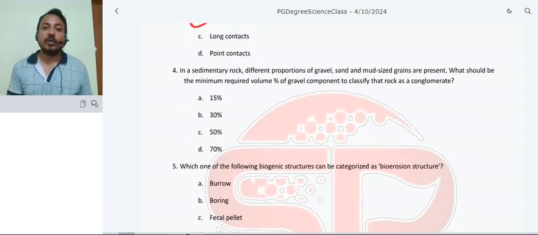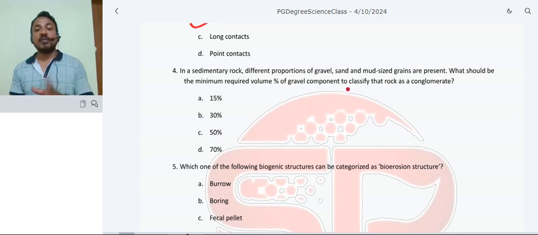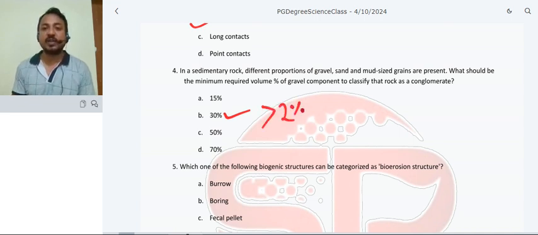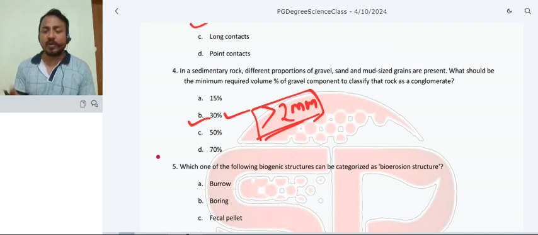In a sedimentary rock, different proportions of gravel, sand, and mud-sized grains are present. What should be the minimum required volume percentage of gravel components to classify that rock as a conglomerate? Remember, any rock, to be considered a conglomerate or breccia, should contain more than 30% of gravel material. That is, it should contain more than 30% of sediments greater than 2 mm in grain size. Then we will consider it a conglomerate or rudaceous rock, conglomerate or breccia.